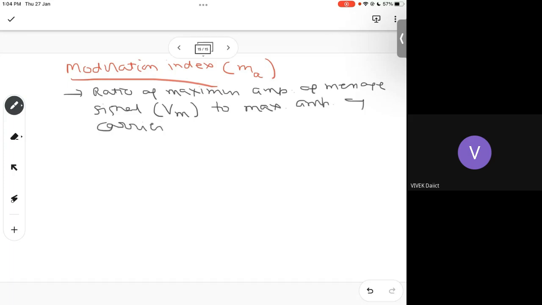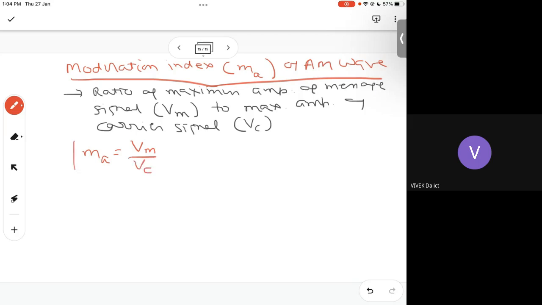That's why we have to define this carrier signal. What is the amplitude of the carrier signal? Maximum amplitude we define as VC. So this is what we call the modulation index of an AM wave, amplitude modulated wave. Okay. Now basically I would write down this ma is equal to VM over VC. So this is one thing we have to understand.